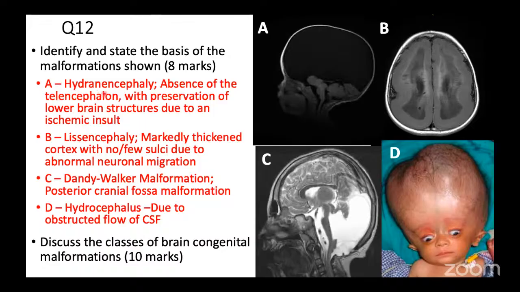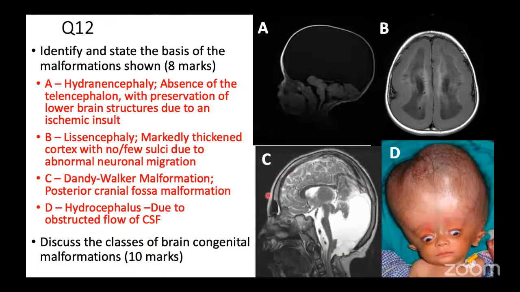So absence of the telencephalic structures with preservation of the lower brain structures, usually as a result of ischemia, so loss of blood supply, okay? Also, this is lissencephaly characterized by two things. Number one, you can see the cortex is very thick. Number two, you can see few or no sulci, all right? Maybe only the major ones would be visible, okay? So this one's as a result of abnormal migration.